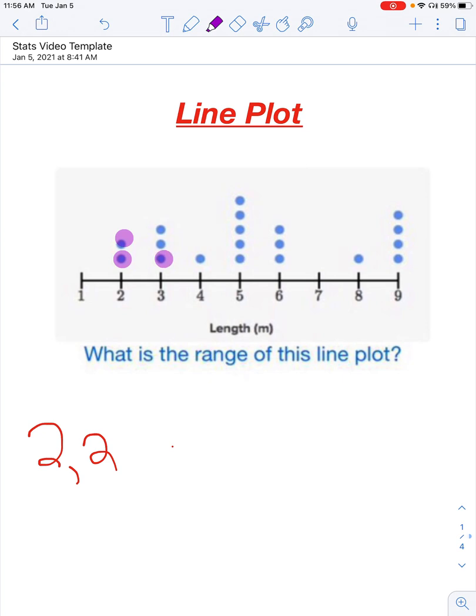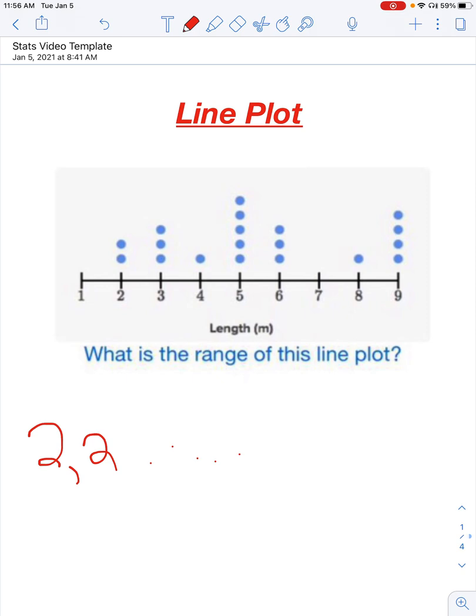1, 2, 3, 4, 5, 6, 7, 8, 9, 10, 11, 12, 13, 14, 15, 16, 17, 18, 19. So there are 19 values in my data set on this line plot. So when you write them out, you want to have your 19 values, okay? And then when you get all your 19 values written out, going across here, all right?